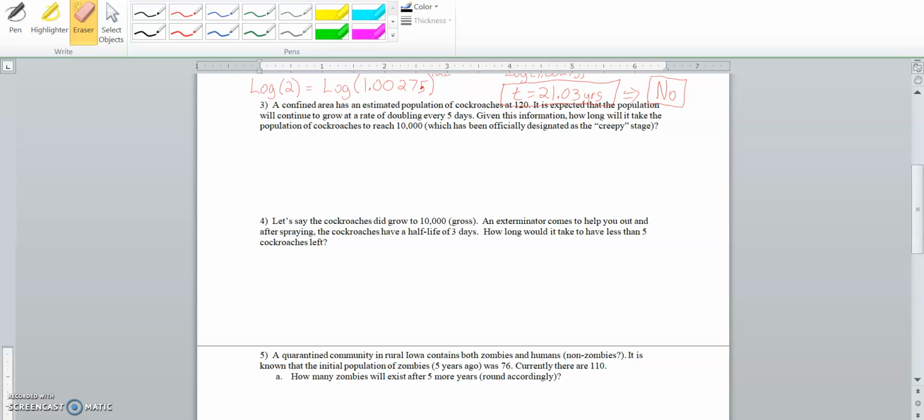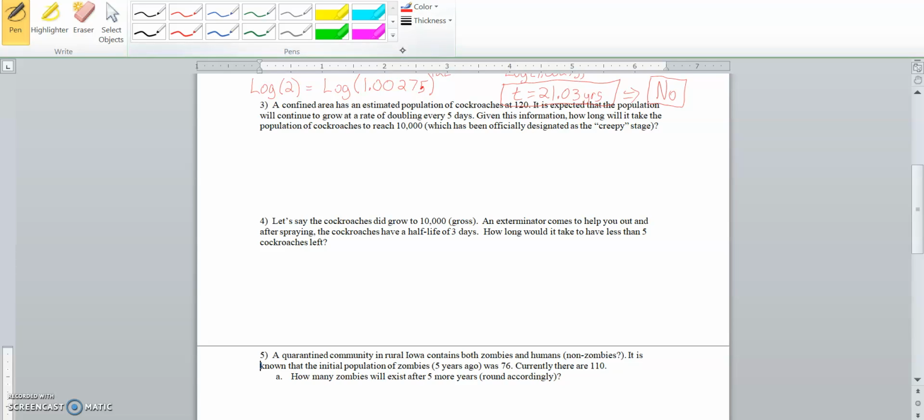All right, so part two here, we're just carrying on, but here in part two, we're past the investments. We're talking about population growth, exponential growth, or decay in half-life. So let's get into number three here.